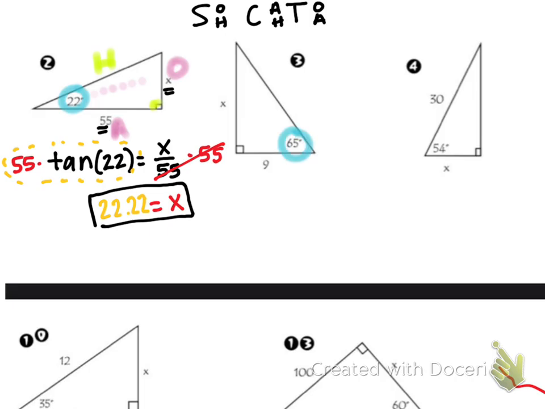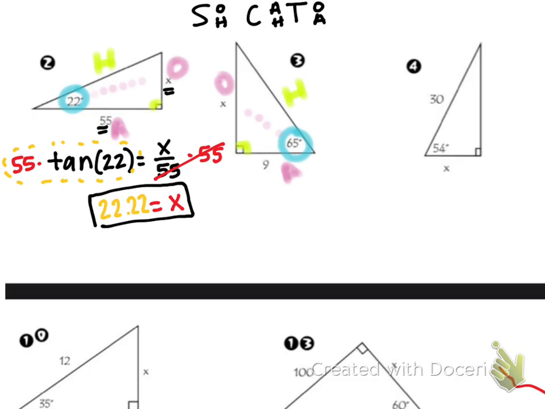All right, for this one, circle your angle. Label your sides. So first side is hypotenuse. Then O and A. Remember, O means in front of. So in front of that 65 is this O right here. And right next to the 65, that's what adjacent is, that 9.